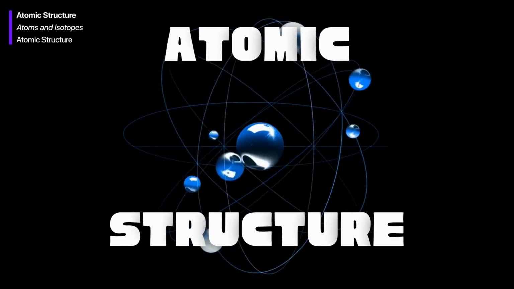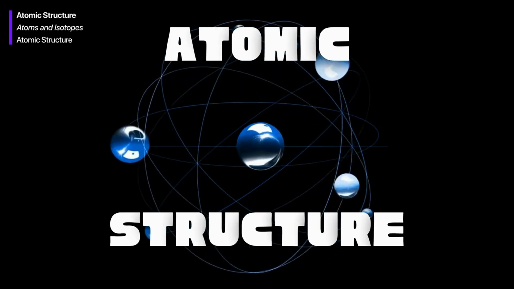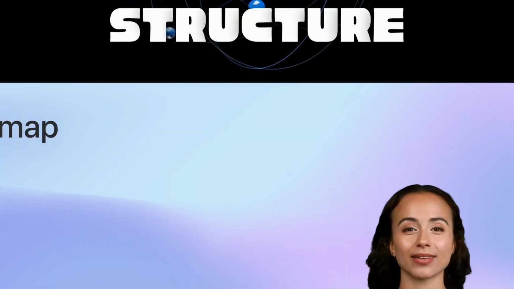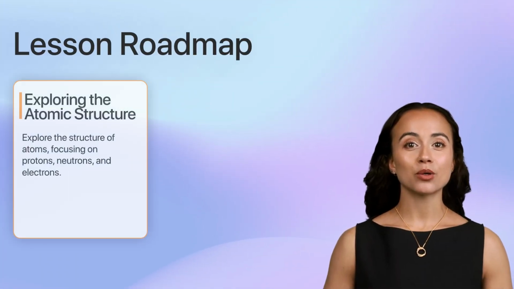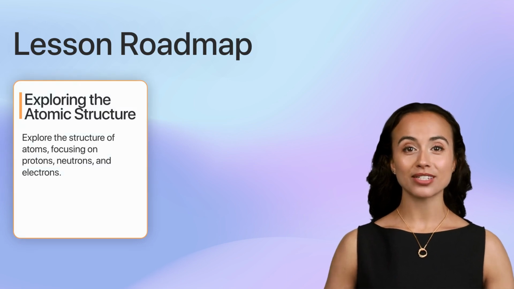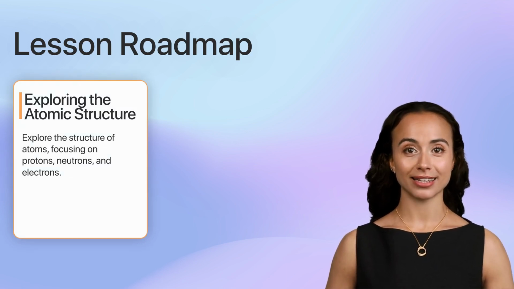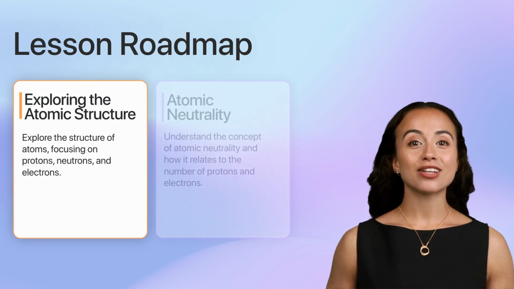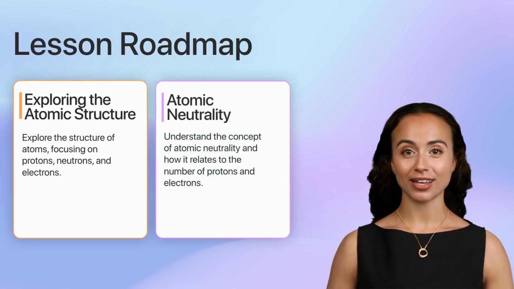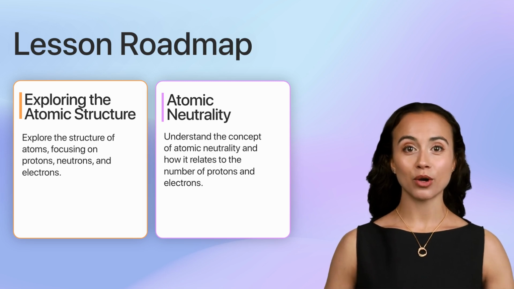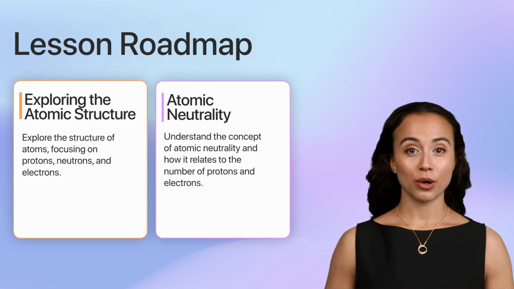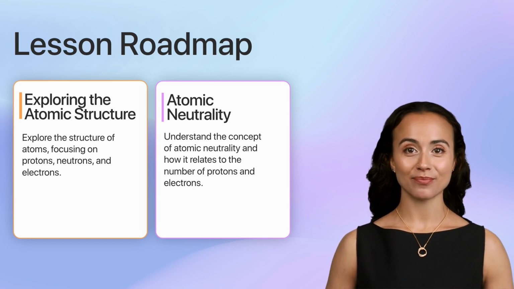Hello and welcome to today's lesson on the basic structure of atoms. In this lesson, we will explore the structure of atoms, focusing on protons, neutrons, and electrons. From this, we can understand the concept of atomic neutrality and how it relates to the number of protons and electrons. Previously, we discussed the properties of matter.